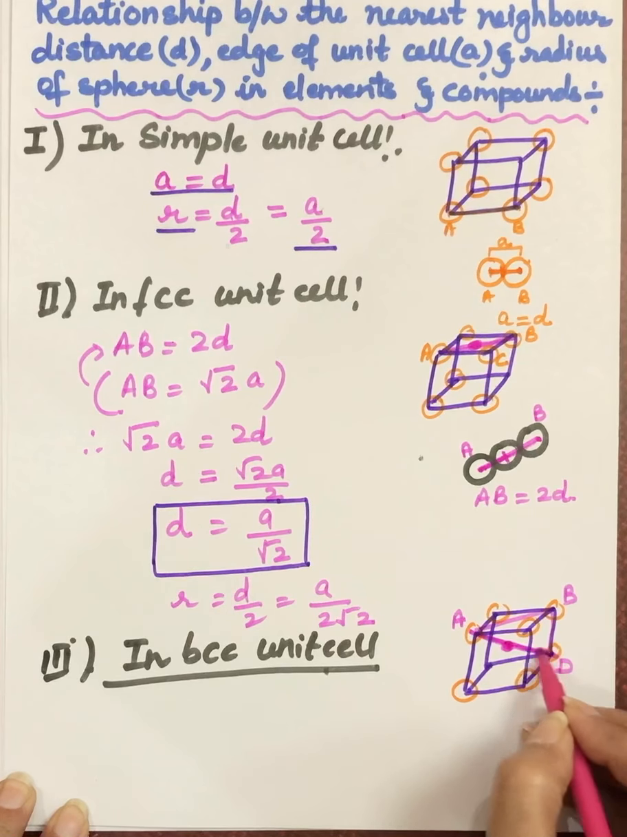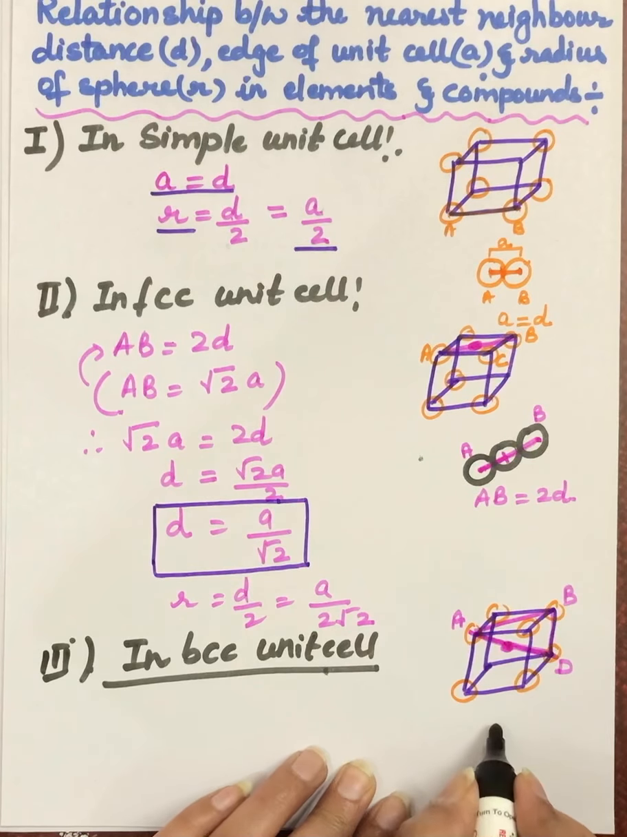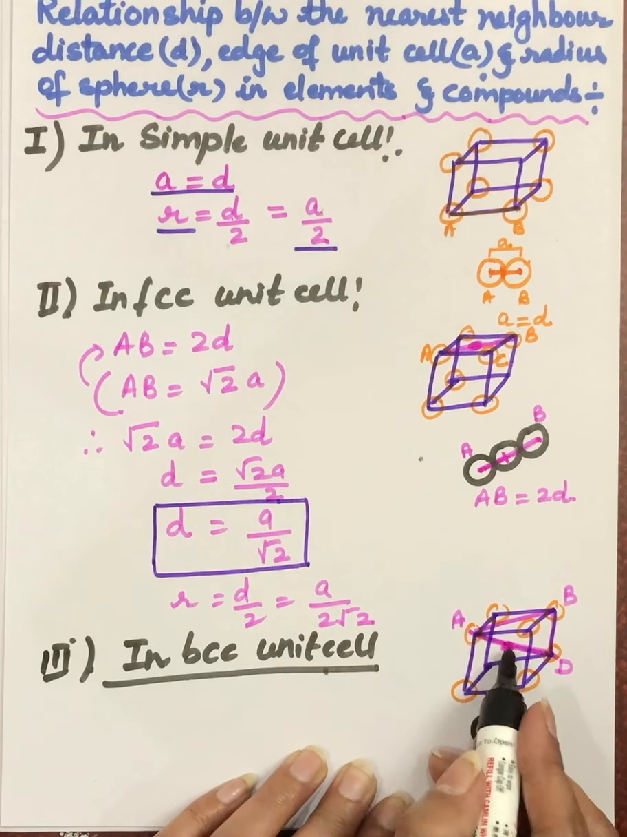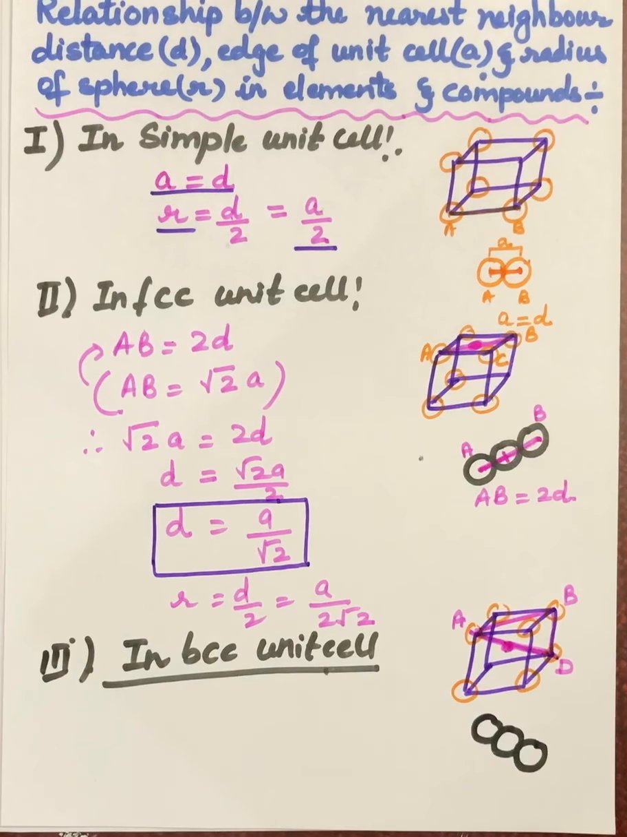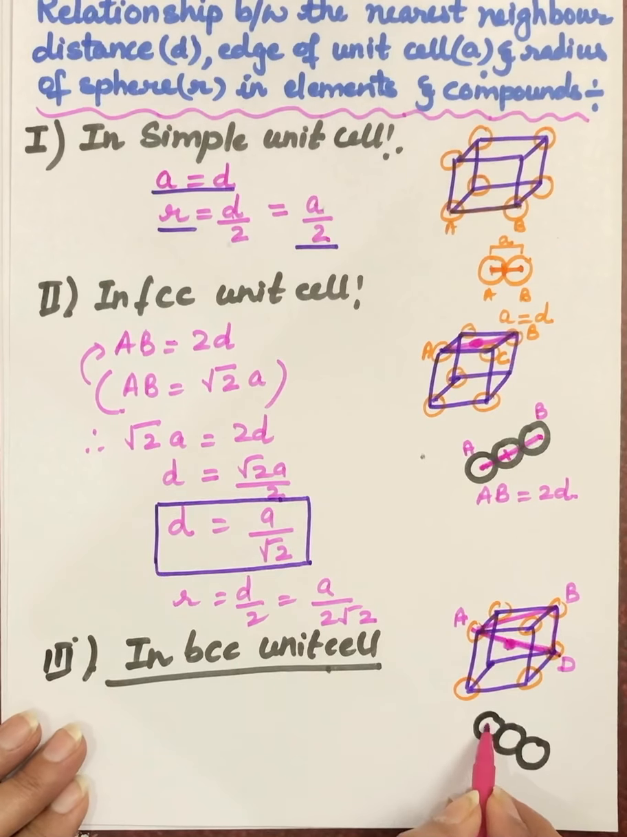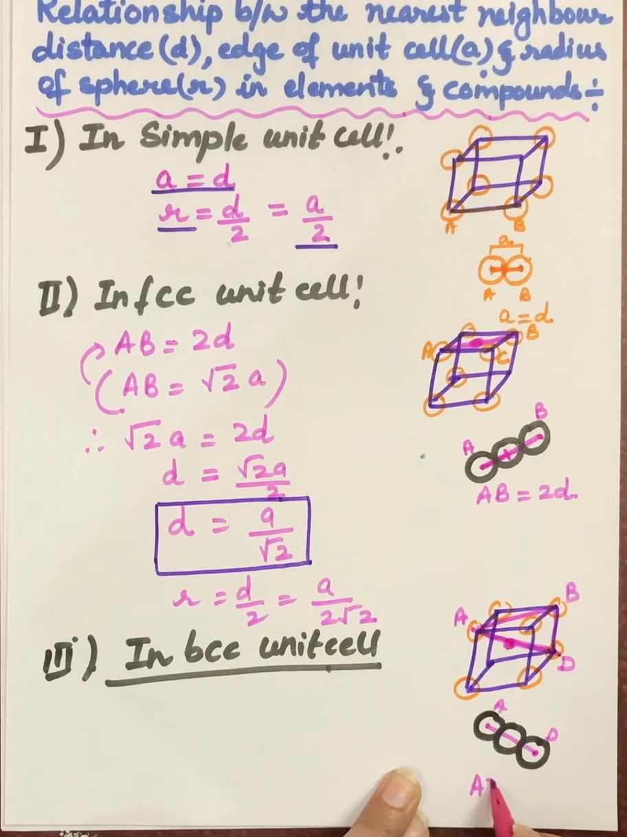So this triangle ABD is formed here, and the 3 particles which are here on this AD, this corner particle, this body center particle, and this corner particle. Actually, these three are touching each other like this. This is A point, this is D point. And AD is equal to, this is nearest neighbor distance, this is also nearest neighbor distance.